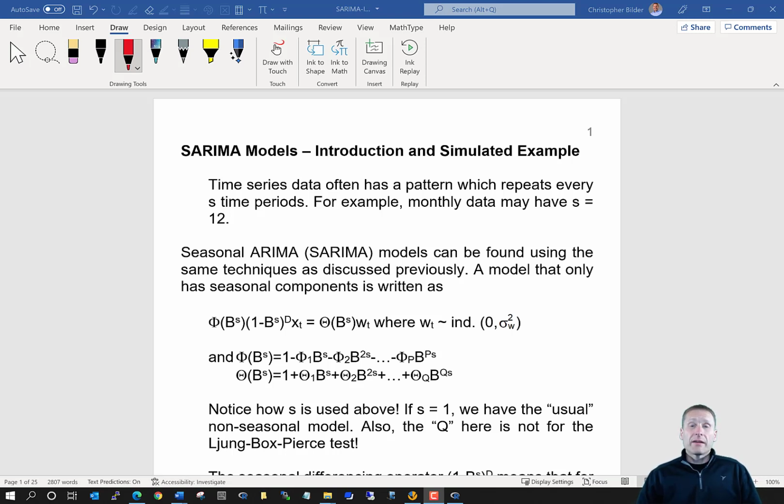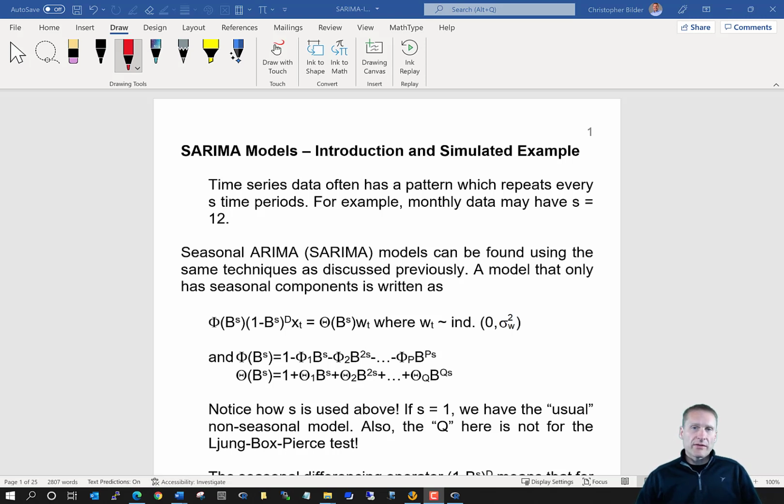Our next topic investigates SARIMA models. SARIMA models are generalizations of the ARIMA models that we've been discussing, but these SARIMA models allow for a seasonal dependence in the time series. So the S in SARIMA is for seasonal.